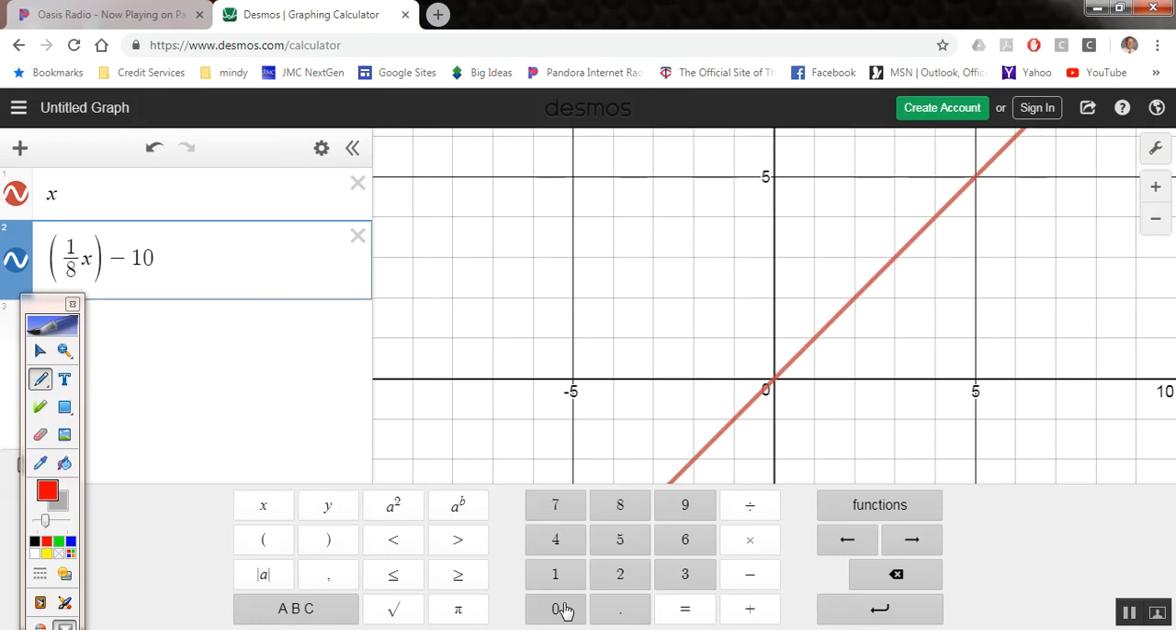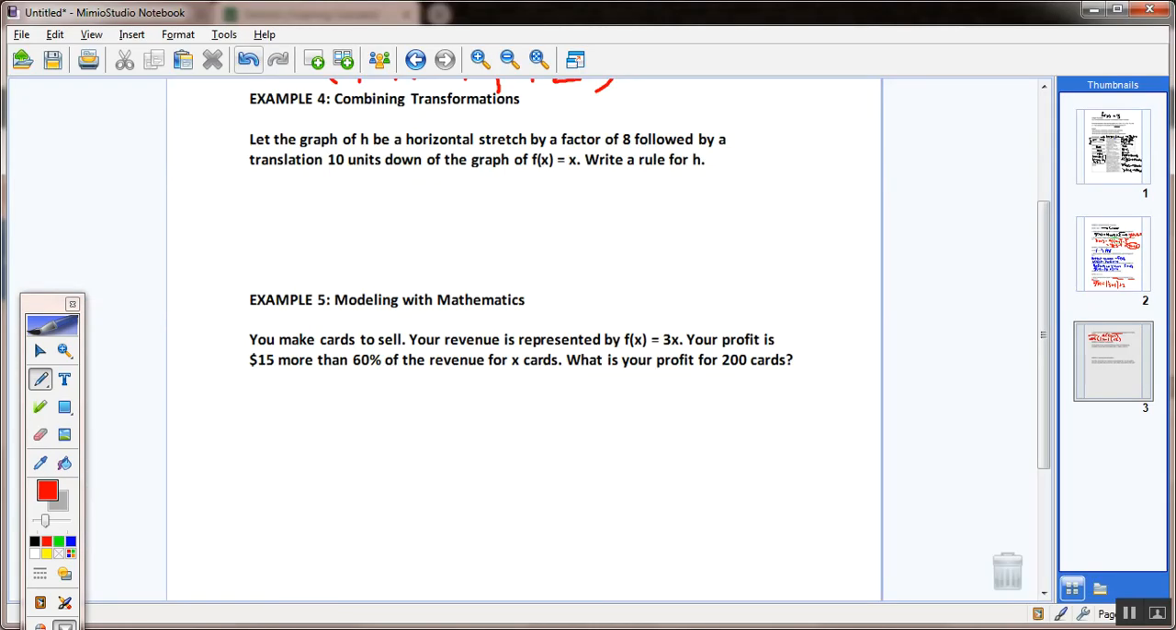What's the function we come up with then? What are you going to write for your function now? It would be 1/8 x minus 10. So let h be that function. Write a rule for h. h would equal 1/8 x minus 10. There it is.